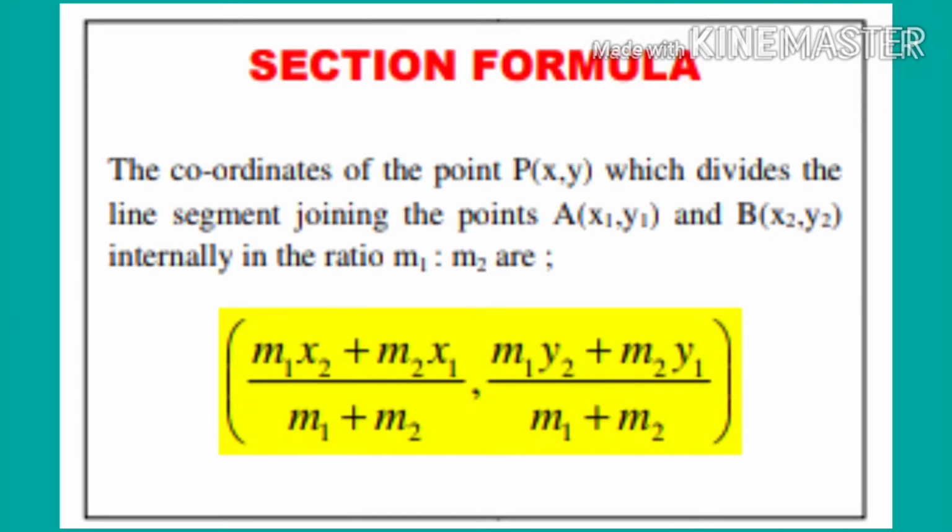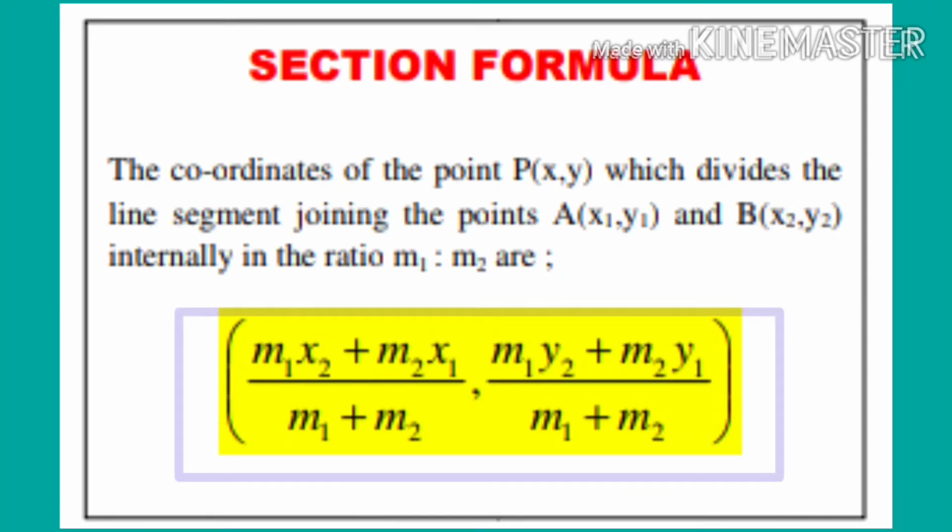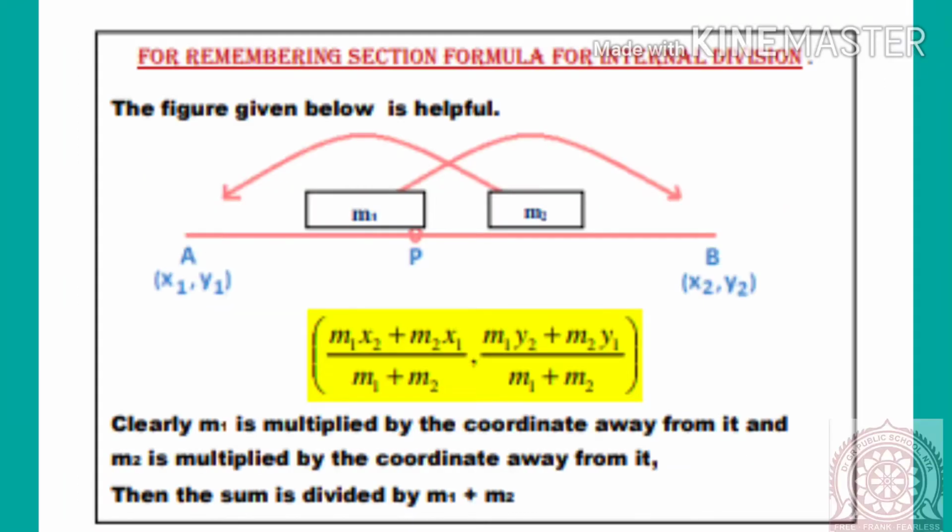Thus, we can summarize the section formula again. Listen to the section formula. The section formula states that the coordinates of the point P(x, y), which divides the line segment joining the points A(x1, y1) and B(x2, y2) internally in the ratio m1 is to m2 are (m1 x2 plus m2 x1) divided by (m1 plus m2), that is the x coordinate, and the y coordinate is (m1 y2 plus m2 y1) divided by (m1 plus m2). Hope all of you understand this. Okay children, and now we can start the problems based on section formula.